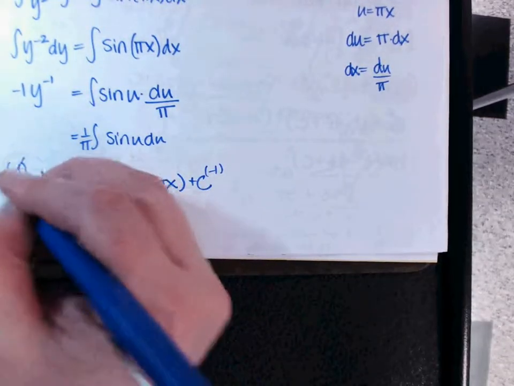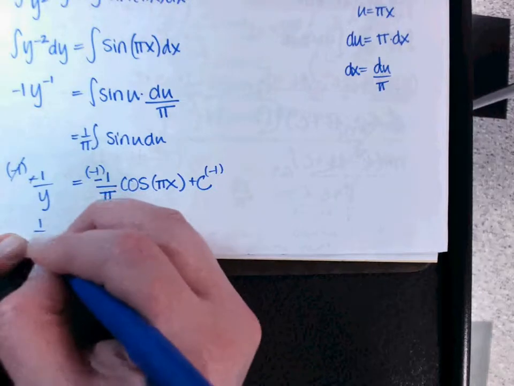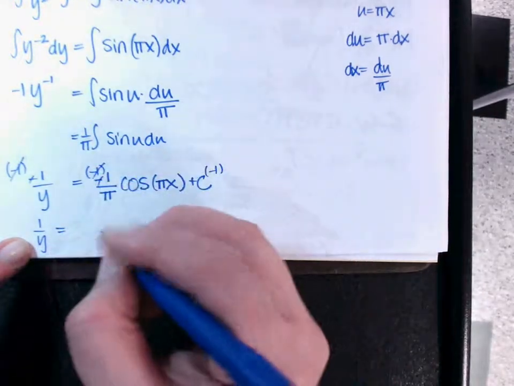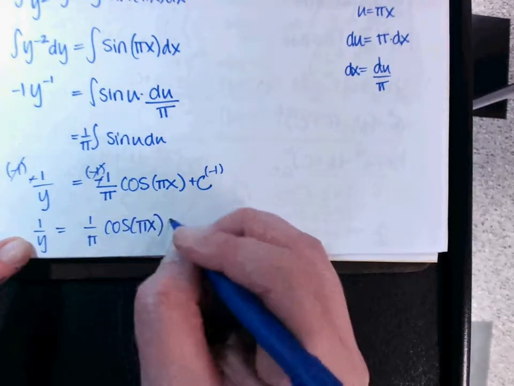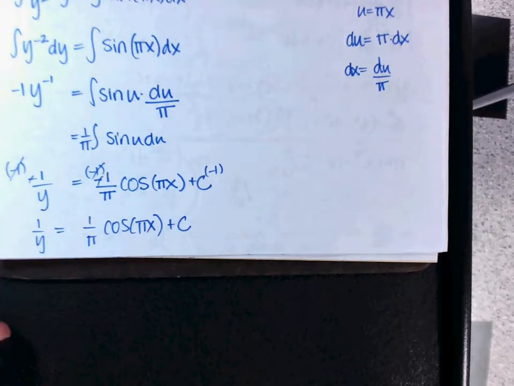So now I have 1 over y equals 1 over pi cosine pi x plus c. And then your last step, since there's some like this on your homework, is you'd have to flip both sides.